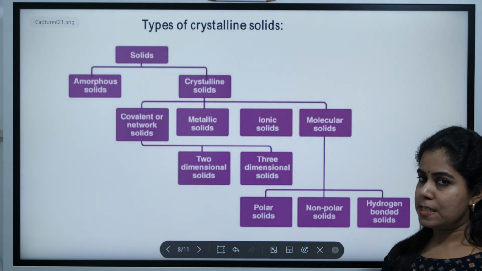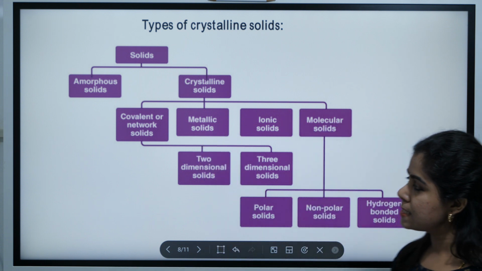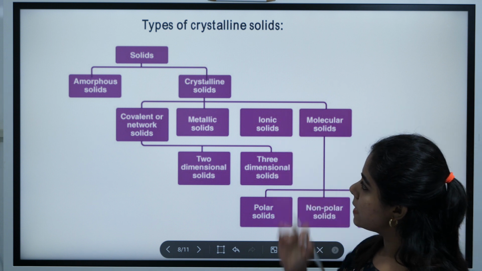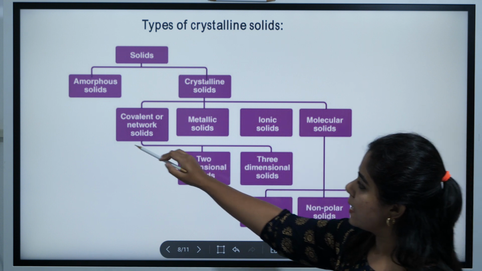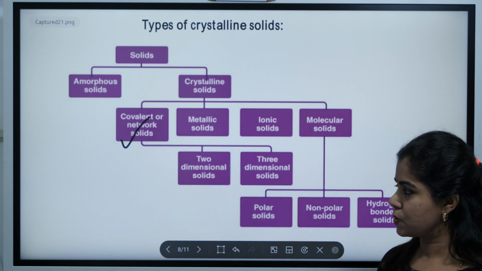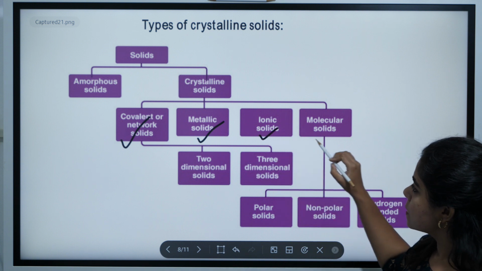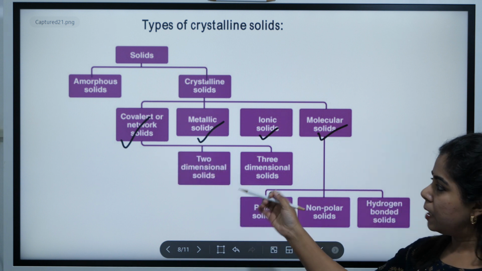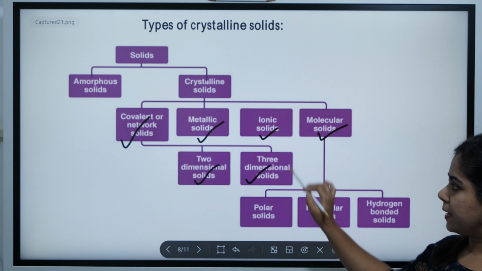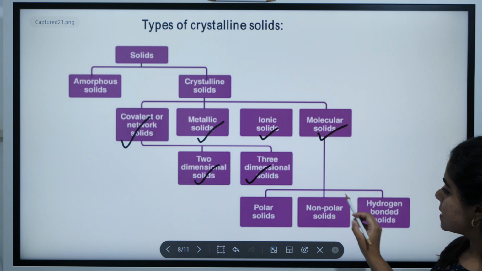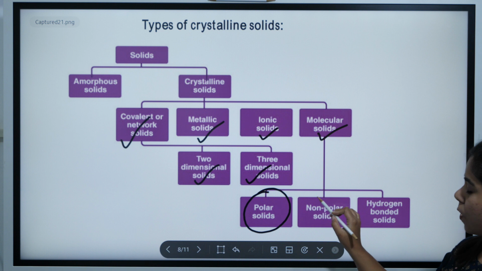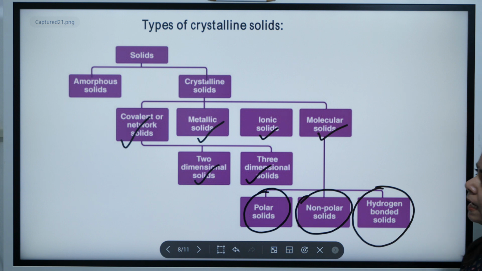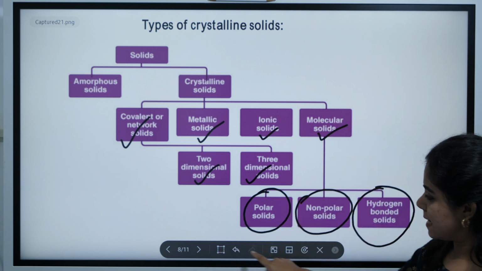So we have seen the broad classification of solids, that is amorphous and crystalline solids. Now let's move on to the classification of crystalline solids. Crystalline solids can again be classified into four types. One is the covalent or network solid, then metallic solids, ionic solids, and finally molecular solids. These covalent network solids can again be classified into two types, two-dimensional solids and three-dimensional solids. Then molecular solids are classified into three types. One is polar solid, next is non-polar solid, and the last one is hydrogen bonded solids. Let us look into the details of these types of crystalline solids.